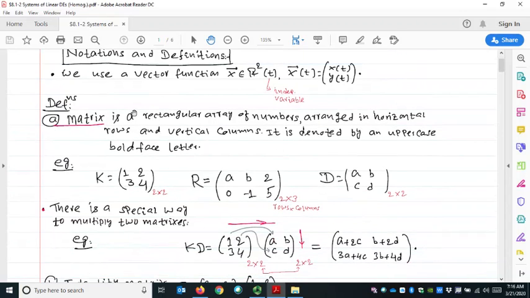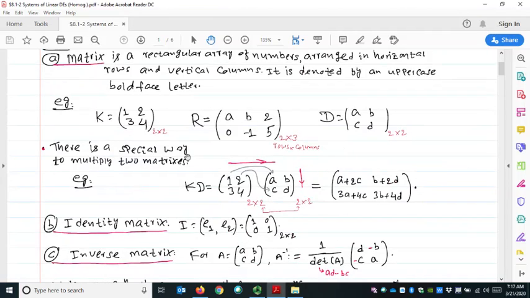Let me review some basic definitions from linear algebra. Matrix is a rectangular array of numbers arranged in horizontal rows and vertical columns. It is denoted by an uppercase boldface letter. For example, K is a matrix of size 2 by 2, 2 rows, 2 columns. R is a matrix of size 2 by 3, 2 rows, 3 columns.